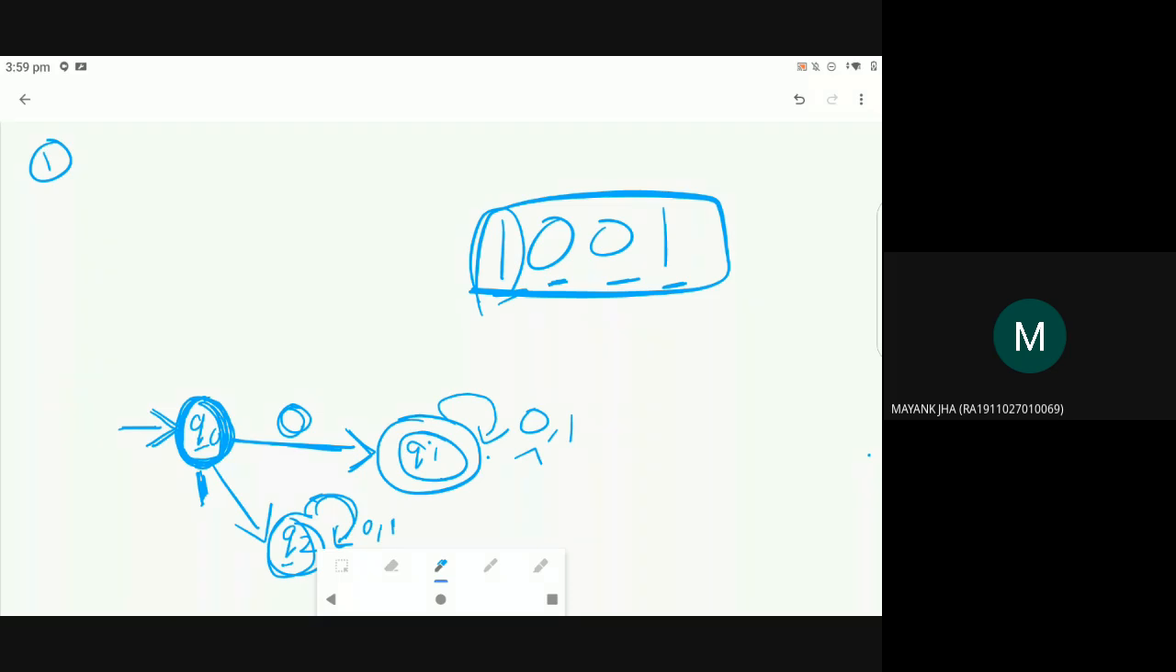Ma'am, can you again explain why the machine won't accept the 1001 input? 1 0 0 1. Why won't it accept this? You're asking about the second input. See, the question is always that my machine should accept the string that starts with 0. Here my input is 1001, which starts with 1, right? So I have initially designed a machine to reject it.